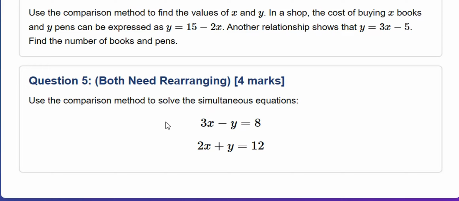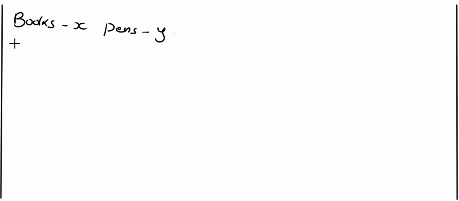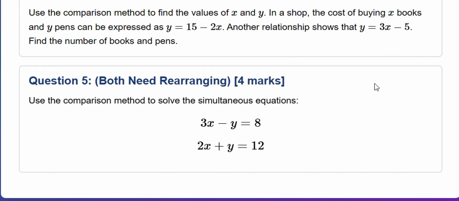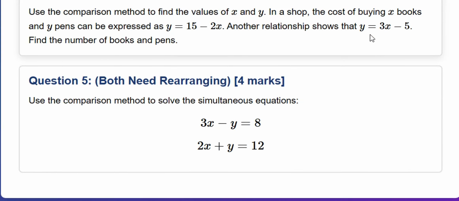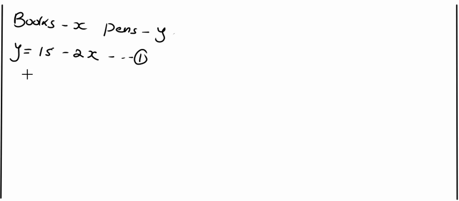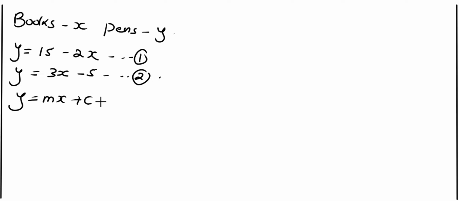But then we are again told y is equals to 15 minus 2x. So the first equation is y is equals to 15 minus 2x. We can call it equation 1. Then again, you are told the next relationship is y is equals to 3x minus 5. That is equation 2. And from there, since we have the two equations now, and we know books are x, pens are y, we can format these equations. We write them like this: y is equals to mx plus c, like that.